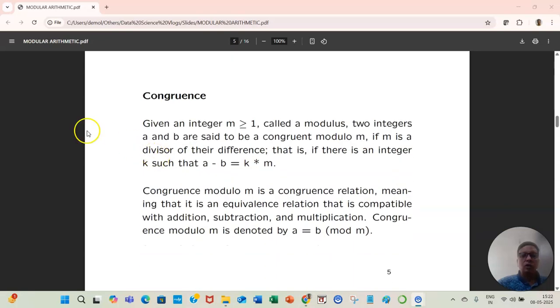Let us talk about congruence. Given an integer m greater than or equal to 1, called the modulus, two integers a and b are said to be congruent modulo m if m is a divisor of the difference, that is, if there is an integer k such that a minus b equals k times m. Then we call a and b congruent. Congruence modulo m is a congruence relation, meaning that it is an equivalence relation that is compatible with addition, subtraction, and multiplication. Congruence modulo m is denoted by a ≡ b mod m. So when you divide a by m, the remainder is b. That is, a ≡ b mod m, or a minus b is divisible by m.